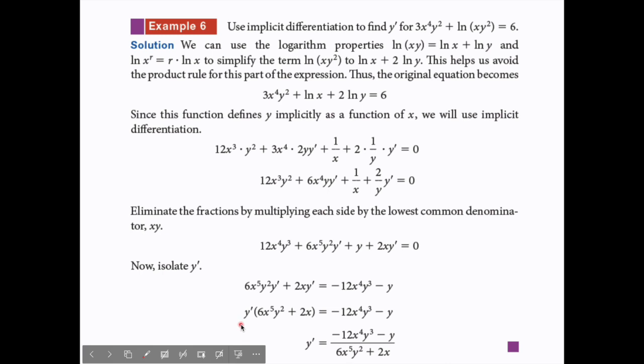So now I have y prime times this factor is equal to, and then these are the terms that don't have the y prime in it. And now we can just divide both sides by this to solve for y prime. So the derivative of y is going to be negative 12x to the fourth times y to the third minus y all over 6x to the fifth y squared plus 2x quantity.